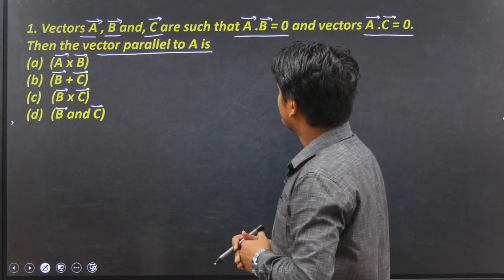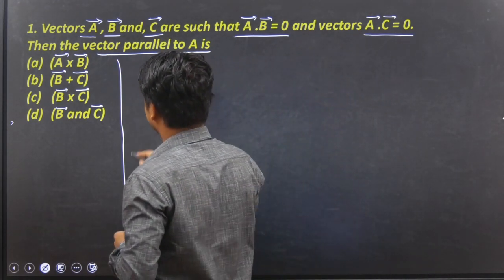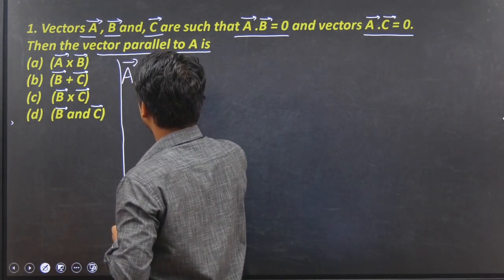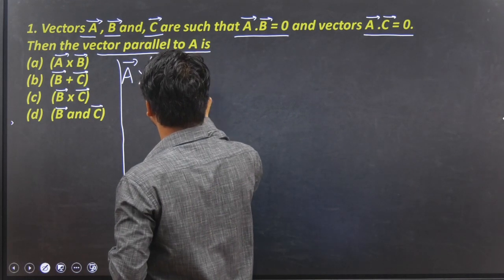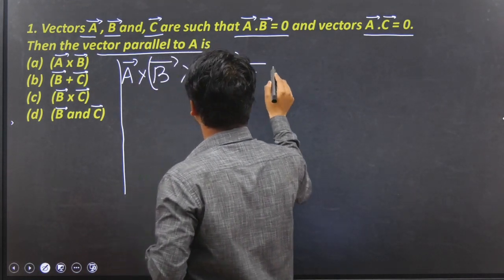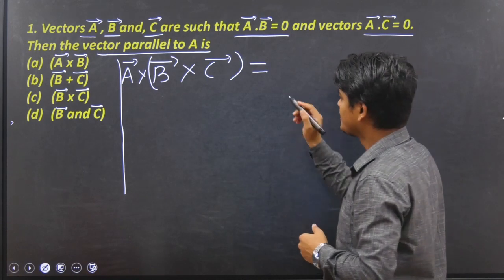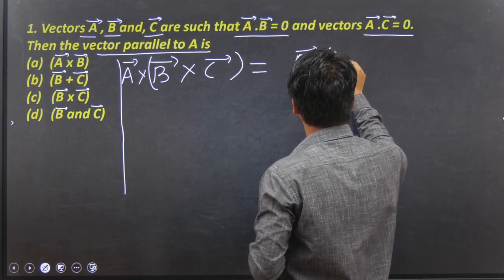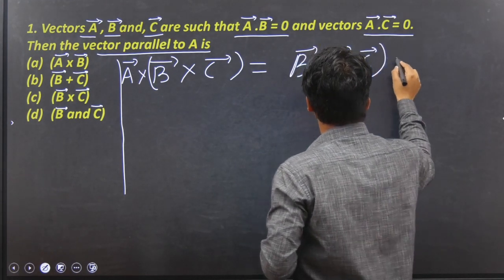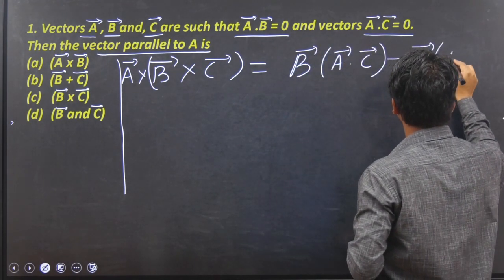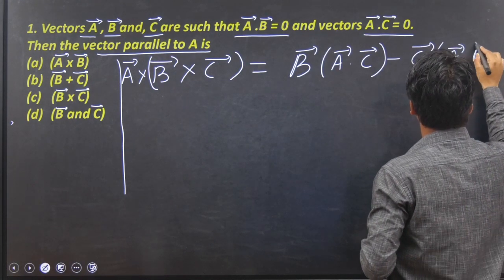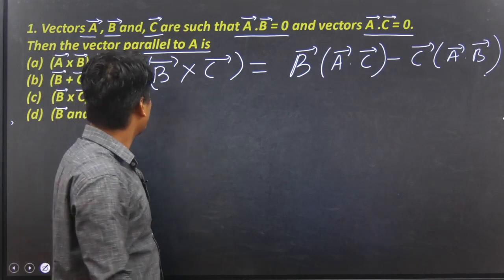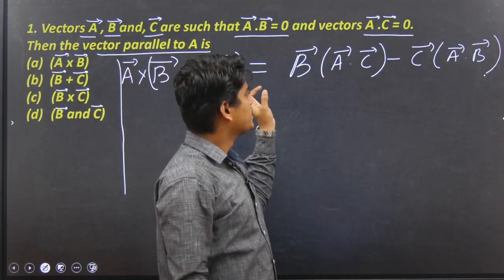First of all, you take a product. What product? The vector triple product. Suppose I want to write A cross B cross C. Then I will get the answer as B vector into A dot C minus C vector A dot B. So remember one shortcut formula: if you are taking the product of three vectors, A cross B cross C, then it will be BAC minus CAB.